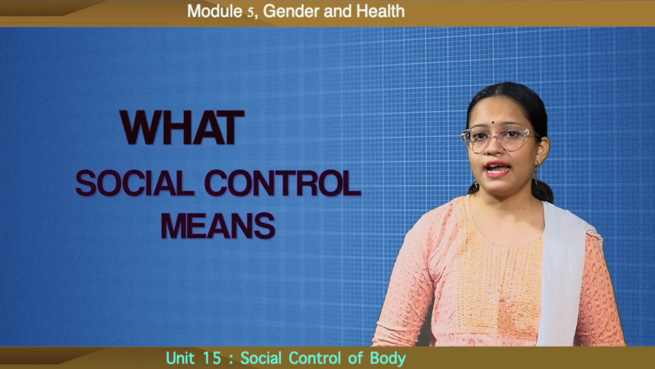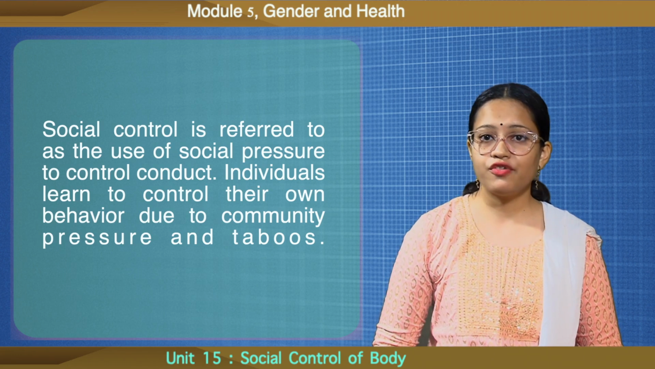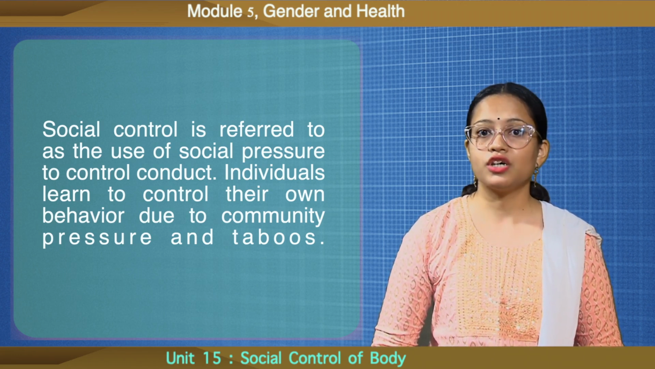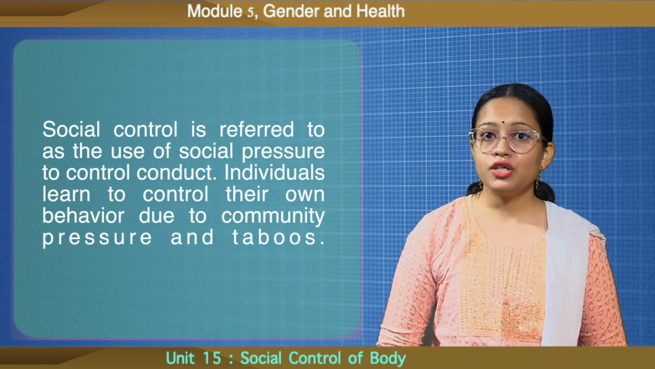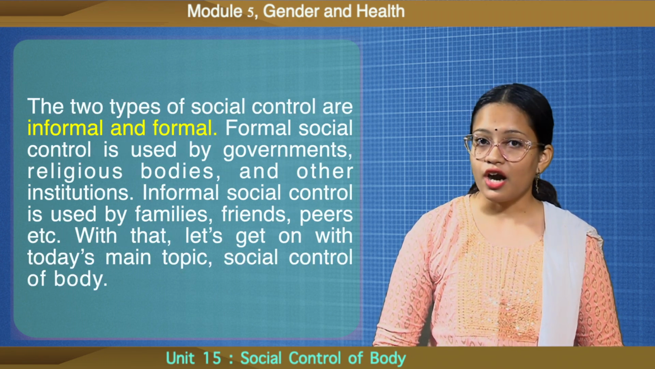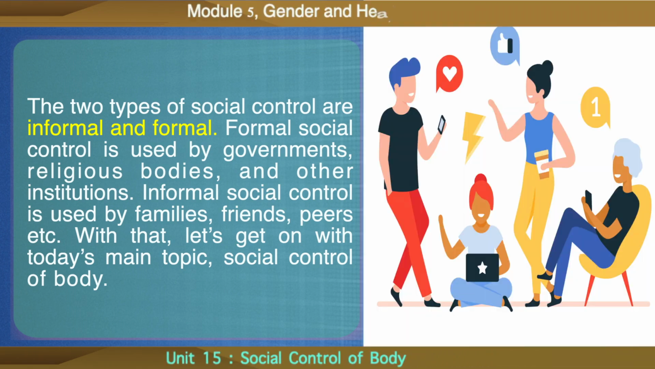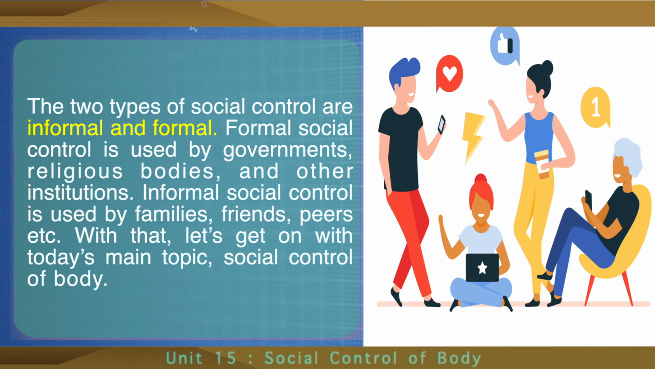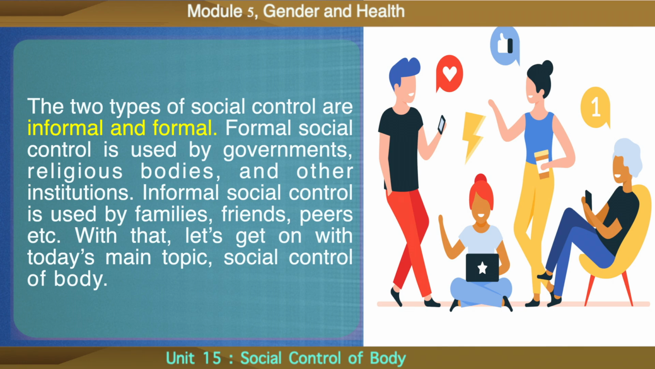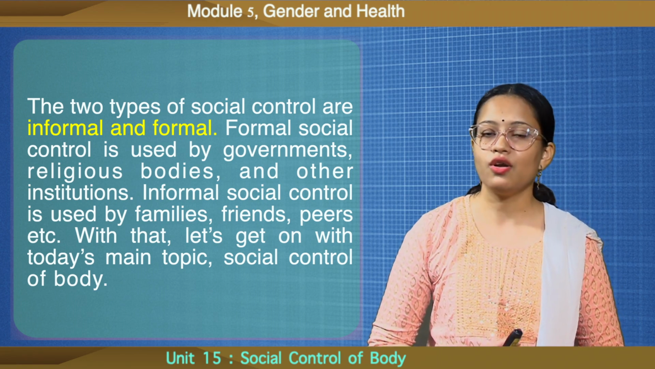Before starting with today's lecture, let us know what social control means. Social control is referred to as the use of social pressure to control conduct. Individuals learn to control their own behavior due to community pressure and taboos. There are two types of social control: informal and formal. Formal social control is used by government, religious bodies, and other institutions, while informal social control is used by families, friends, peers, etc. With that, let's get on with today's main topic, that is social control of body.